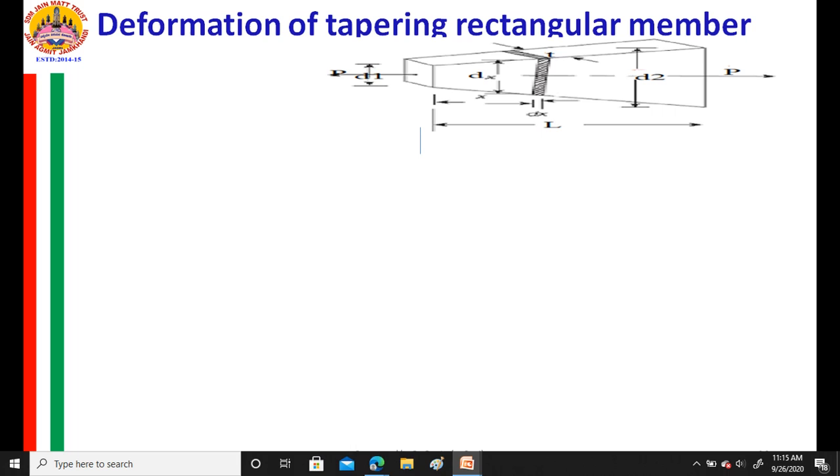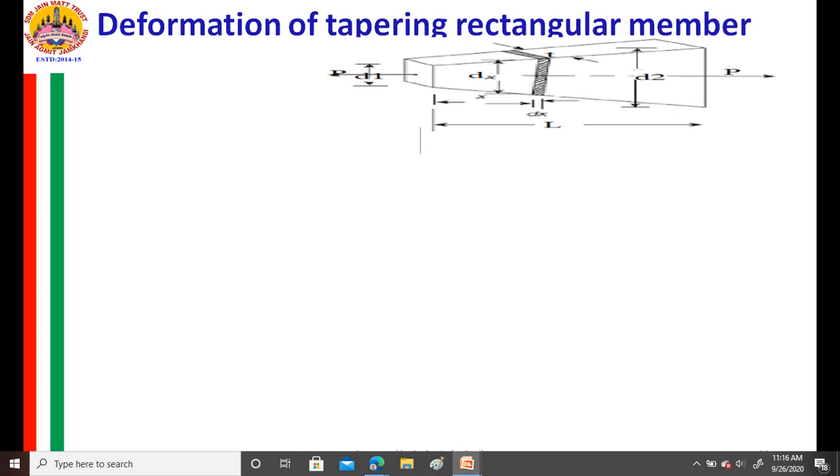If the load is compressive, deformation is decrease in length. E is the material constant. A is the cross sectional area. So for calculating the deformation, we should know the A, we should know the E, we should know the P.